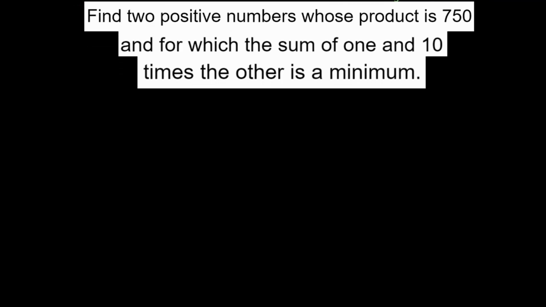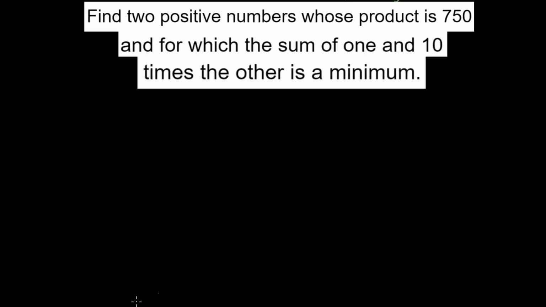Now, assuming that you have attempted the problem, let's start working through it. And our first step is to define some variables. We're looking for two positive numbers. We can call those numbers just x and y, or whatever letters you want to use. And we know their product is 750. So when we multiply them together, x multiplied by y, we get 750. And we're also told that the sum of one of them and 10 times the other is a minimum.